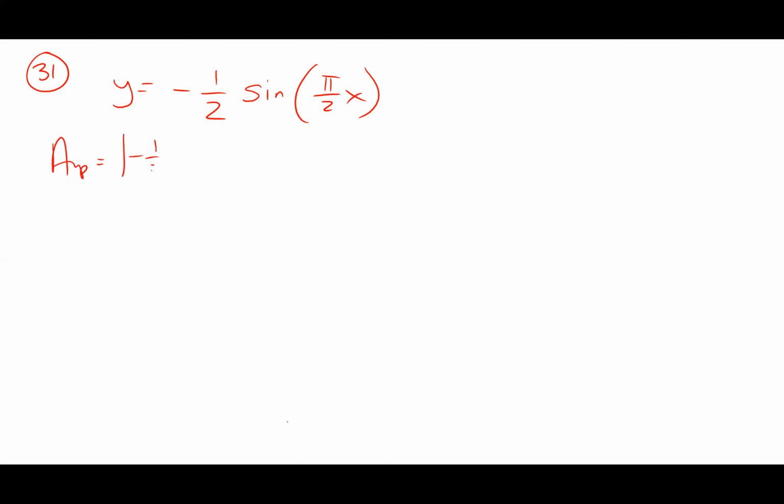31. Hey, look at that. Sine of pi over 2x again. The amplitude is going to be the absolute value of that, which is 1/2, which means it goes up and comes down 1/2. Period is exactly the same thing that we just did last time, so that guy has to become a 4.